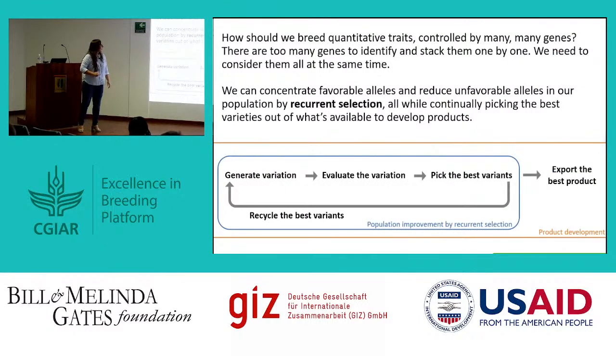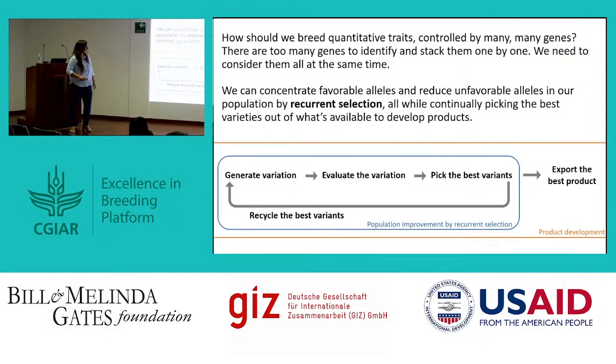Okay? So how are we going to breed these quantitative traits? There are so many genes. Since there are too many to identify and stack one by one, we have to consider them all at the same time out of the things that we have. So we're going to concentrate those favorable alleles and also reduce the frequency of unfavorable alleles in the population by recurrent selection. And all the while we do that, we're going to pick out the best varieties of what's available to develop products. And I'm going to try to demonstrate why you'll expect to get good products out of a recurrent selection scheme.